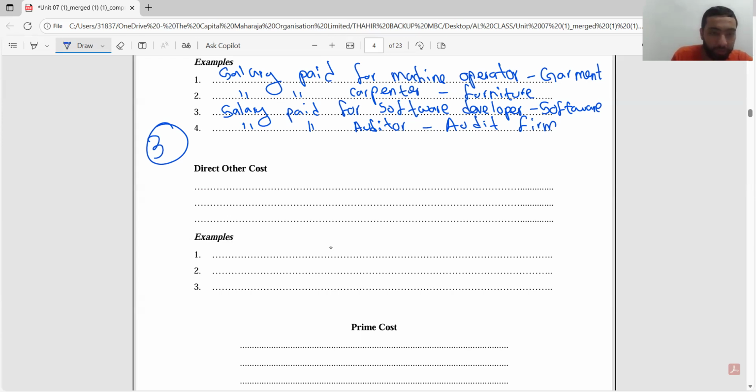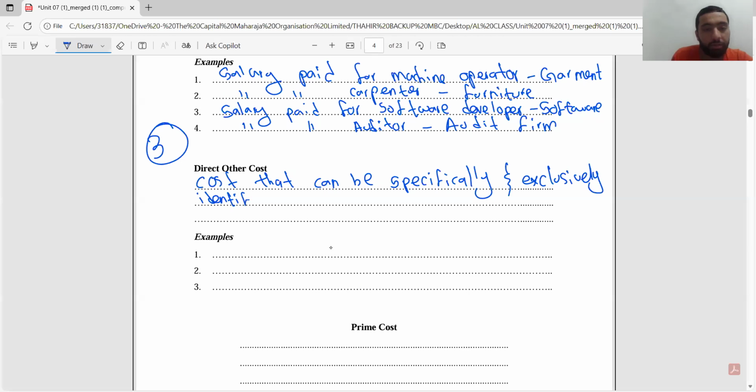Okay. Right. Direct other cost. Cost that can be specifically and exclusively identifiable but cannot be classified as material or labor. Cannot be classified as material or labor.